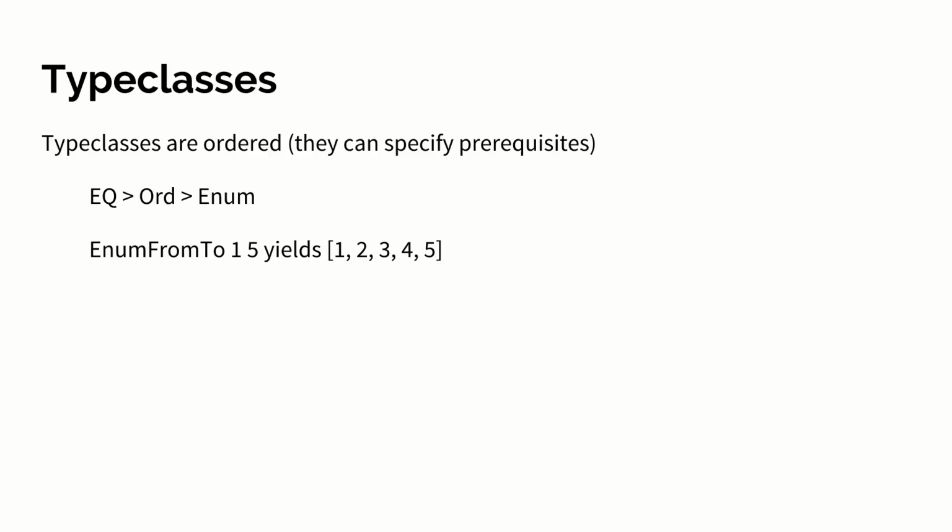Which, if you're confused about this concept, enumeration simply describes the ability to produce a range of values based on an upper and lower bound. For example, integers are able to be enumerated. Enum defines a function enumFromTo. enumFromTo of 1 and 5 yields the list 1, 2, 3, 4, 5.